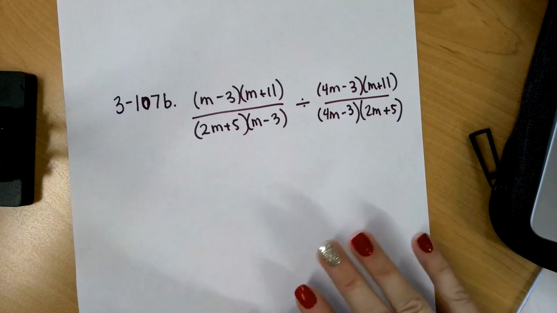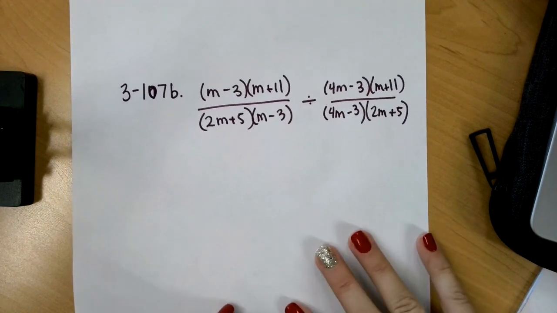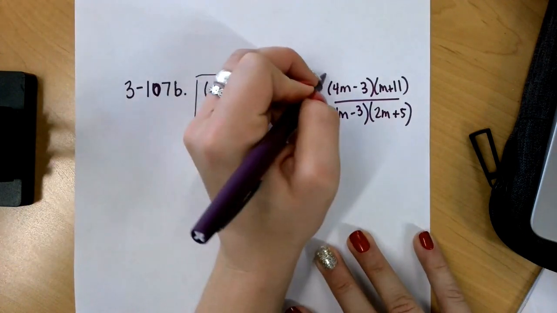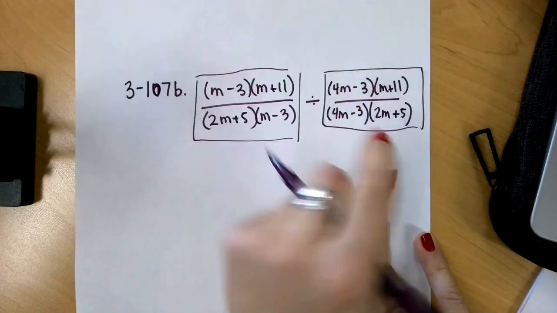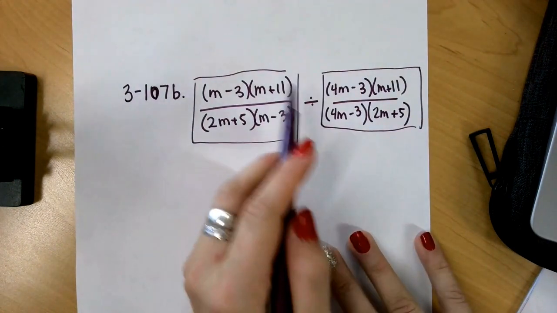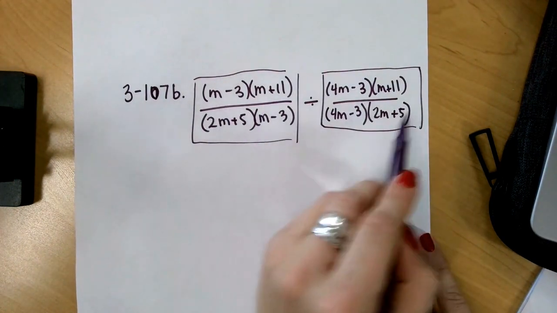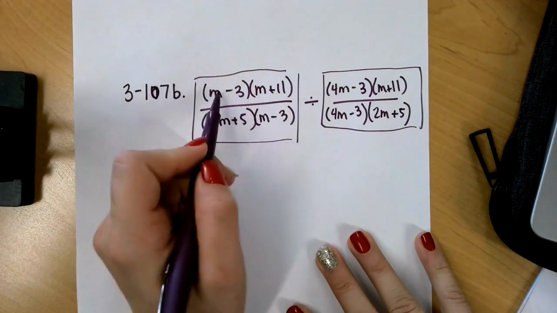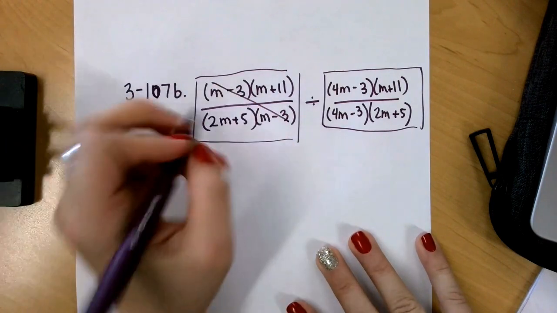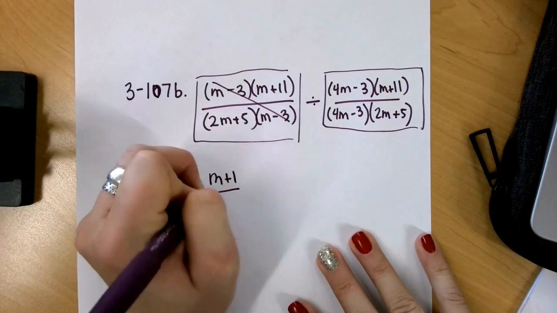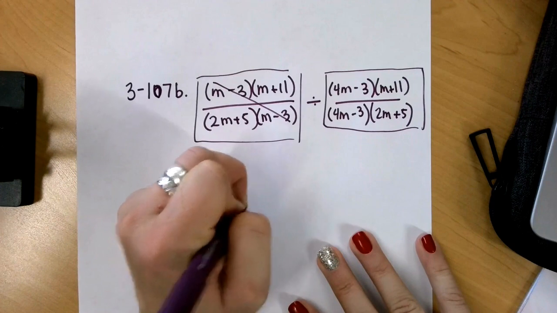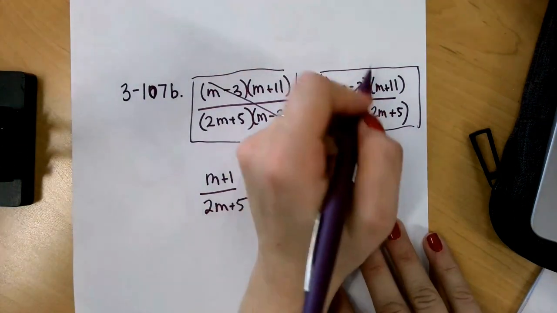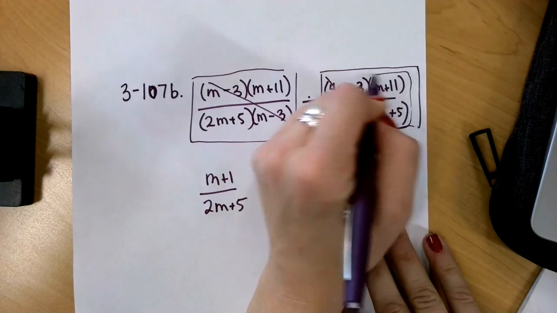For 3-107b, we were working on a division problem. Now, if you have things that you can simplify within each expression or each side itself, start by doing that. So I can't cancel out stuff over here that's over here, but I can look just in this box here. So for example, I have m minus 3 and m minus 3. So I'm going to cancel those out. And I have m plus 1 over 2m plus 5. And then over here, my 4m minus 3's cross out. So I'm left with just this expression here.